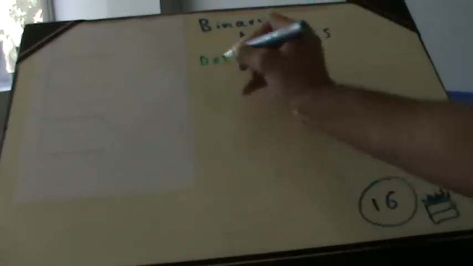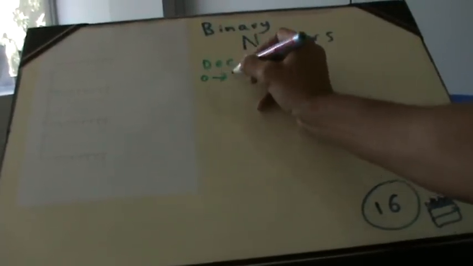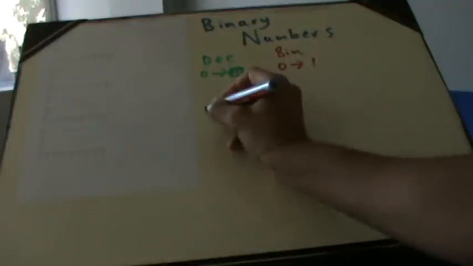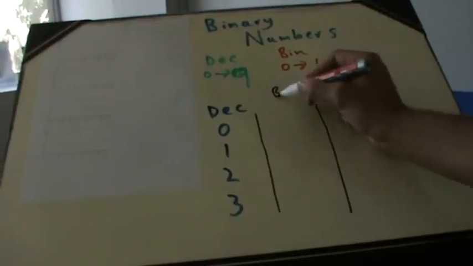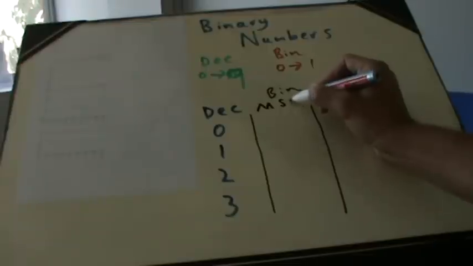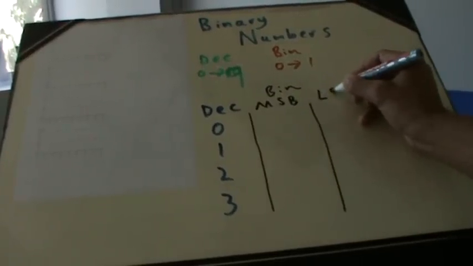So, let's do it in separate colours, it's easier. If I've got my decimal numbers, that's 0 all the way to 9. But if we've got our binary numbers, it's all the way from 0 to 1. There's only 2, hence binary, bi means 2. So I'm now going to draw my decimal numbers here: 0, 1, 2, and 3. And now here, I'm going to put different columns. Here I'm going to put my binary numbers. This here we're going to call the most significant bit, and here we're going to call the least significant bit.